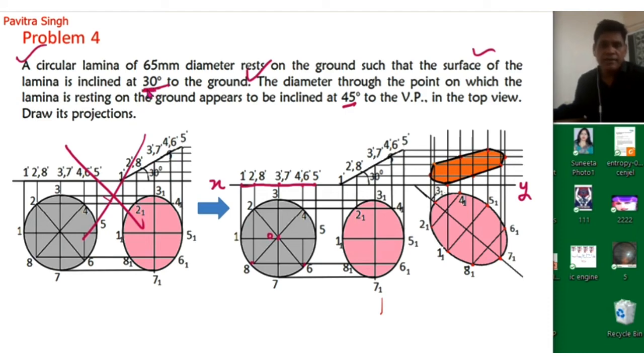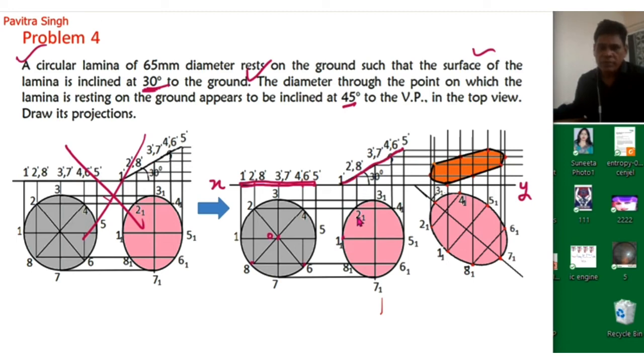It is given that it is inclined 30 degree with the ground or with the horizontal plane. So we will redraw this front view here at an angle of 30 degree. Okay, so all dimensions, means length of points, will be same. Now we will draw vertical line from point 1 dash, horizontal line from point 1. So we will get this point 1 1.